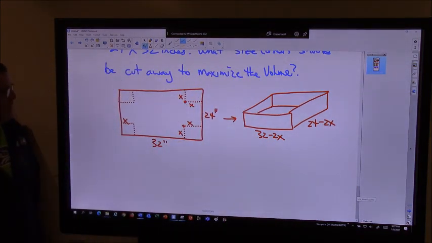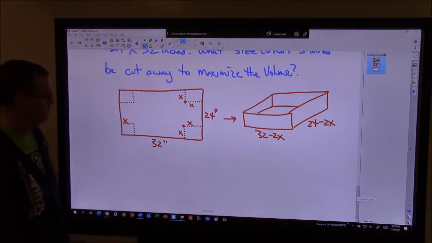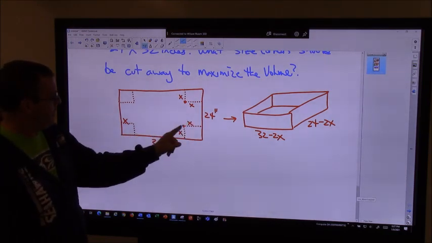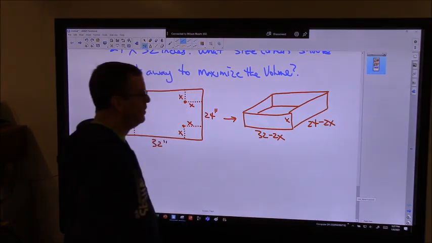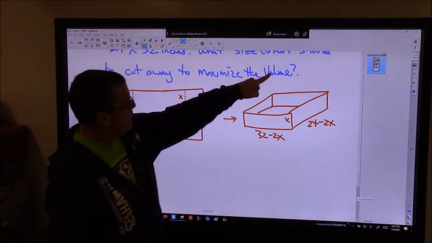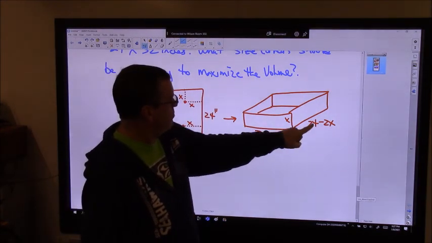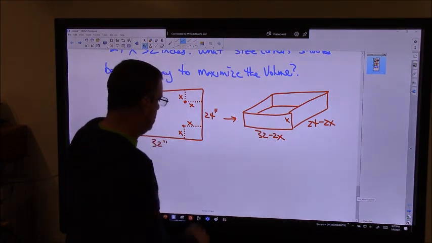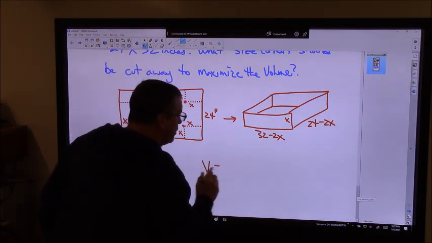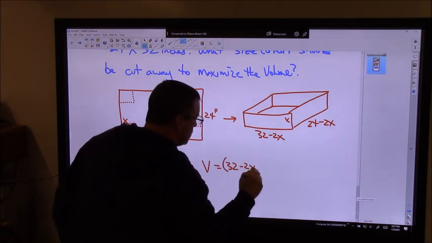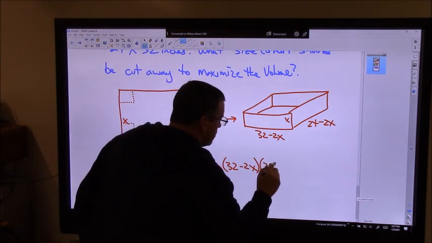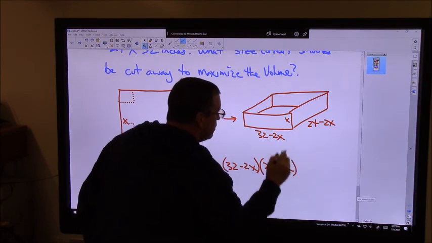And then what's the height of the box? Well, when I fold that up, that x right there is the height. So if I want to find the volume of this box, I got to think length times width times height. So the volume equals 32 minus 2x times 24 minus 2x times x.